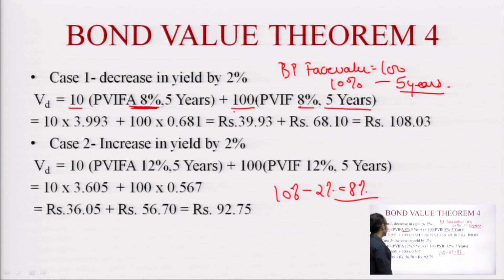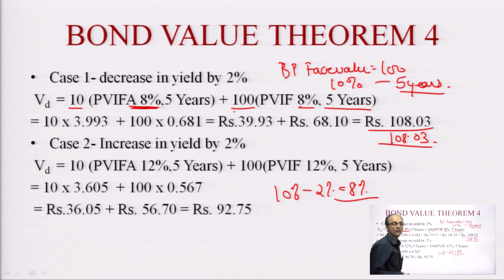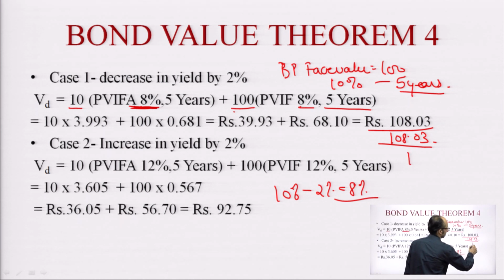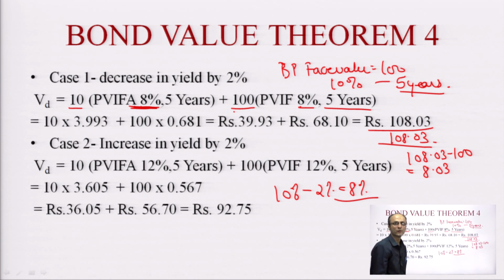Now you can clearly see if we solve this equation, the value that is coming out is 39.93, plus 68.10, and if we add that, the value has come to 108.03. Now the value of the bond has increased. How much? The face value was 100, so it has an impact of rupees 8.03 paisa.